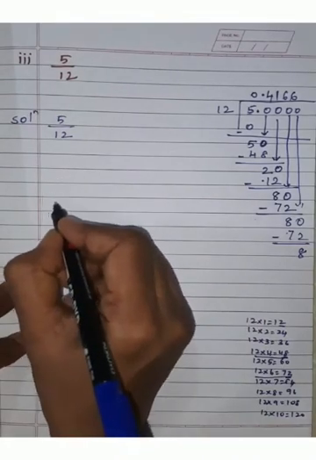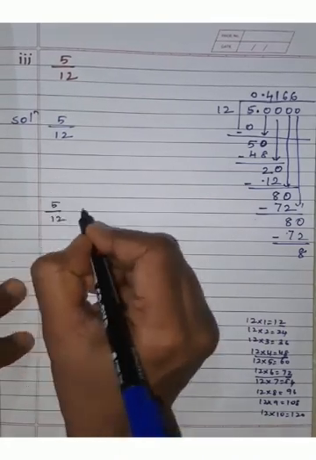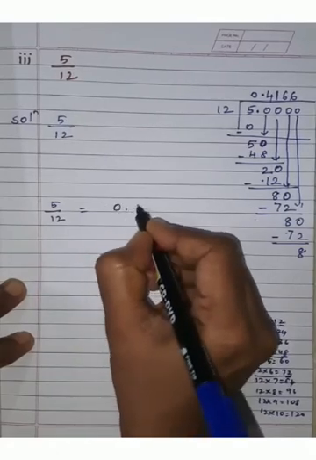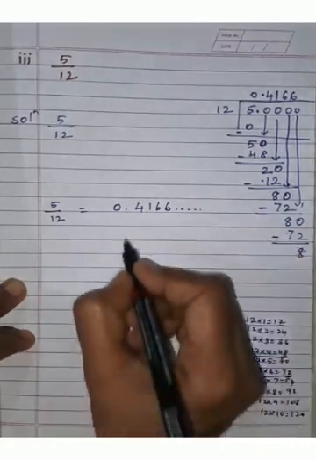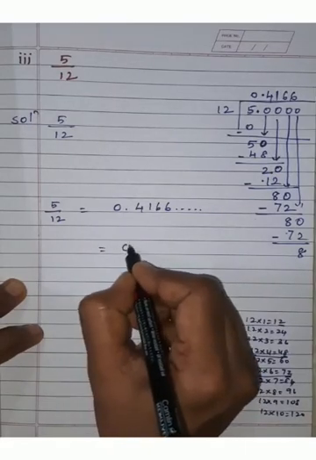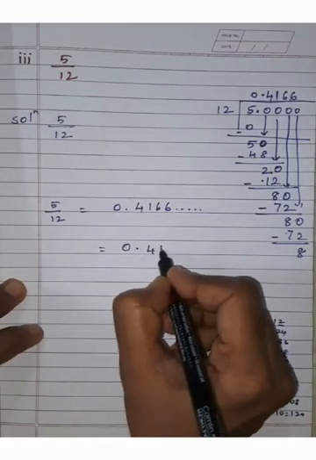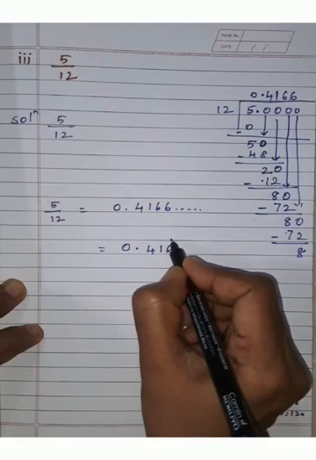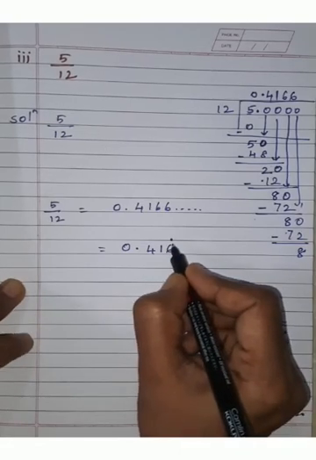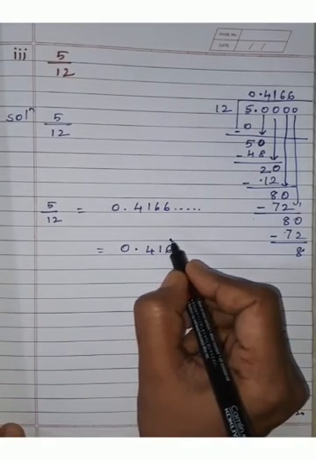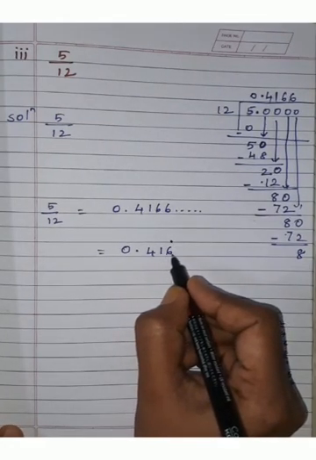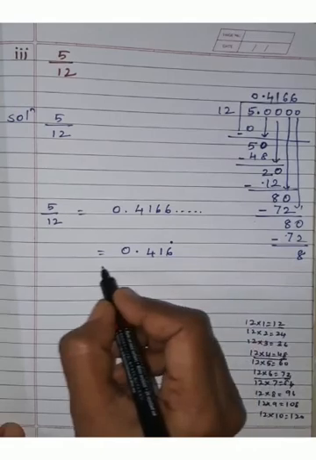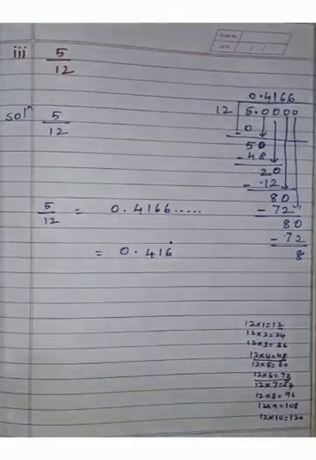Okay. So that means the decimal form of 5 upon 12 is a recurring decimal form. So we get here 5 upon 12 is equals to 0.4166... So that means, children, we can write this as 0.416, and on the top of digit 6 we can put a dot. So this dot on 6 tells us that digit 6 is recurring again and again. So this is our final answer. Okay.